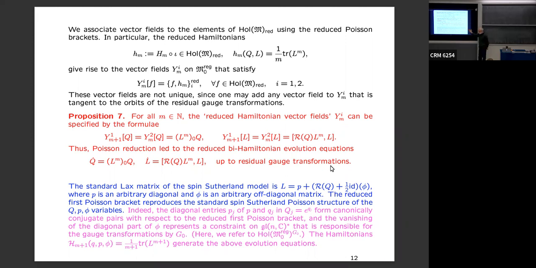And then actually it is known how this is related to the spin Sutherland model which I started with. So suppose that this L is some general element of GL(N,C). You can represent it by its diagonal part P and some off-diagonal matrix in this manner. It's a unique representation of an arbitrary N by N complex matrix. And actually this is the standard form of the Lax matrix of the Sutherland model, which is known from other sources. So if you substitute this formula into the reduced first Poisson bracket, then it turns out that P and the logarithm of capital Q are canonically conjugate pairs, and they decouple, and they satisfy some reduced Lie-Poisson bracket. So from the reduced first Poisson bracket, you obtain the usual structure of the spin Sutherland model.